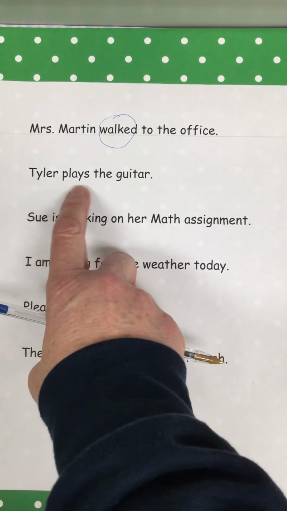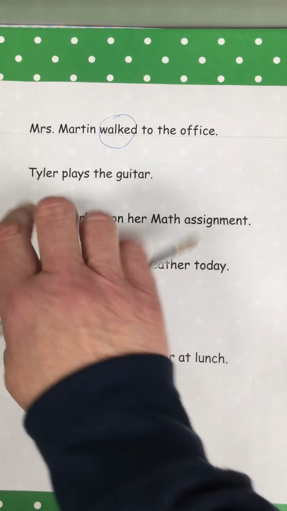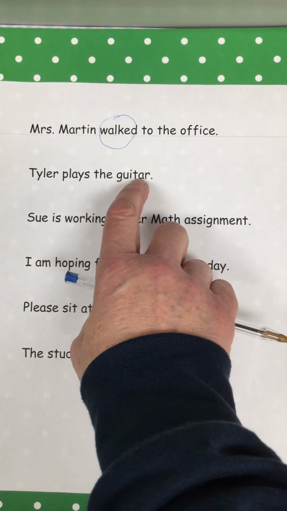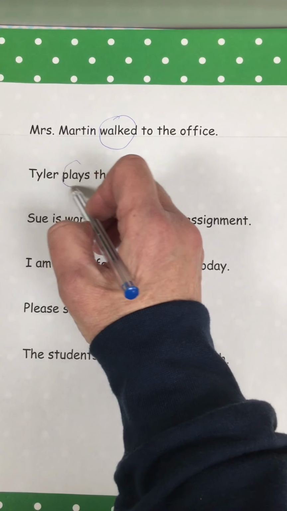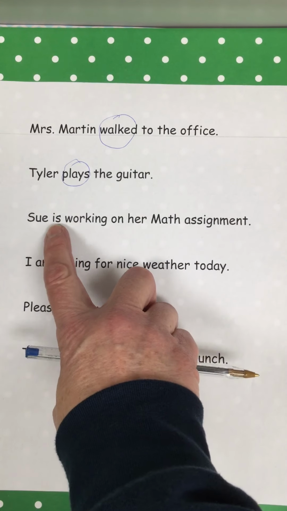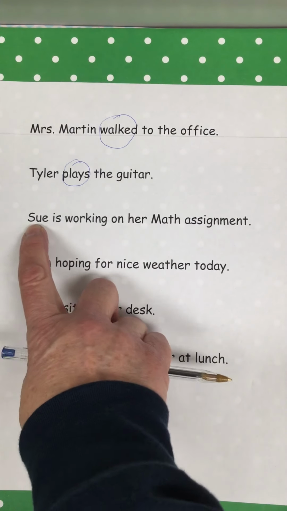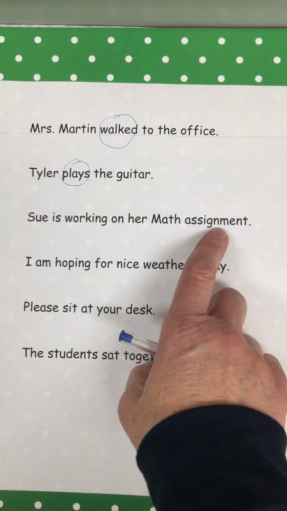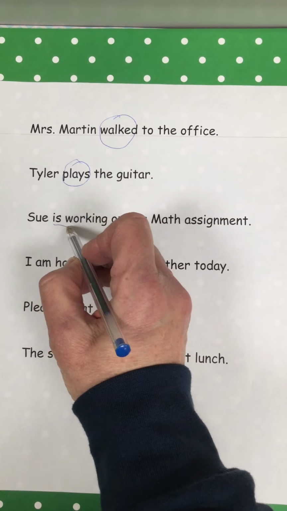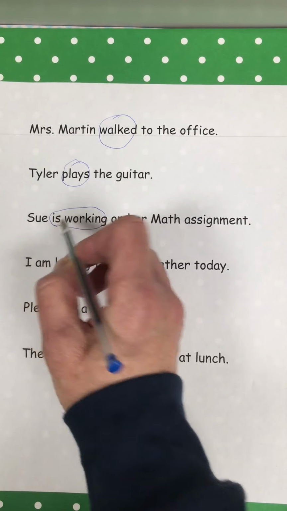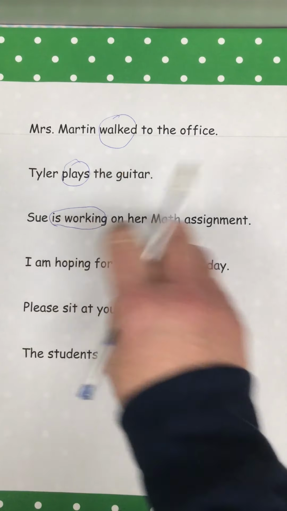Now, this one, Tyler plays the guitar. So he could be playing it right now in the classroom. It doesn't matter. Tyler, person, place, or thing. Guitar, person, place, or thing. So what's Tyler doing? Plays. Okay, verb. Sue is working on her math assignment. So Sue is my subject and my noun, and what she's working on is a thing, her math assignment. So is working, that is actually a helping verb with a verb with it. That sounds funny, doesn't it? But the is a helping verb with the word working.